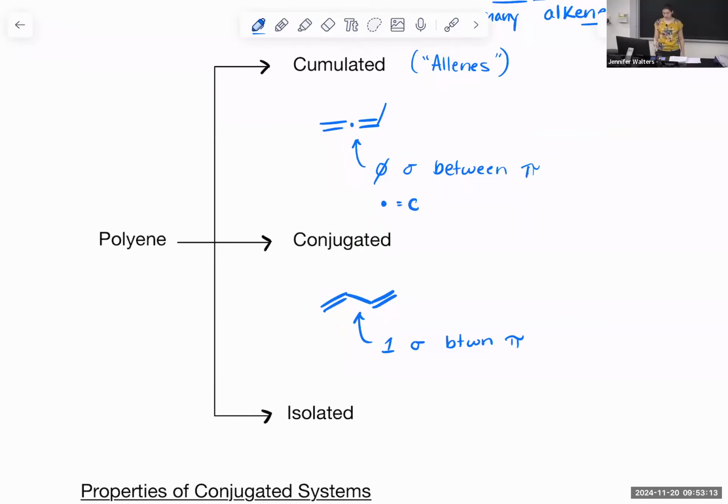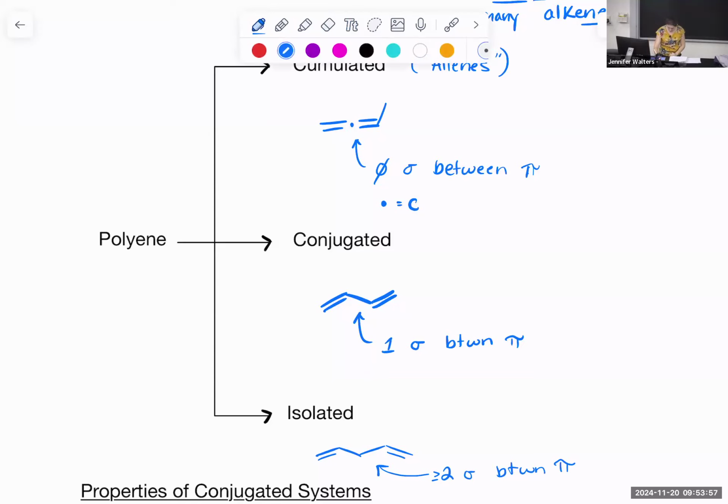Isolated is going to be where, think like isolated, like it's on an island, like they are alone. They don't even know the other one exists. This is just, there are 2 alkenes that happen to be on the same structure, but they are so far apart. So our isolated is going to be where we are separated by 2 or more, so greater than or equal to 2 sigma between our pi. So this is saying that those double bonds or triple bonds, they're not talking to each other at all. They're just 2 that happen to be on the same structure. They don't know the other exists. They don't care that the other exists.